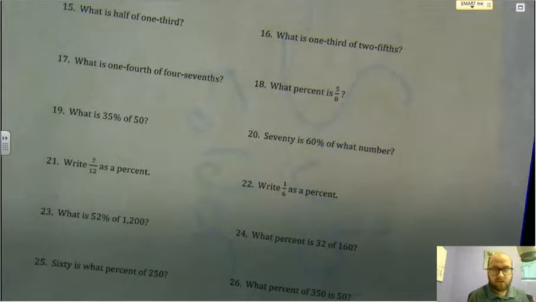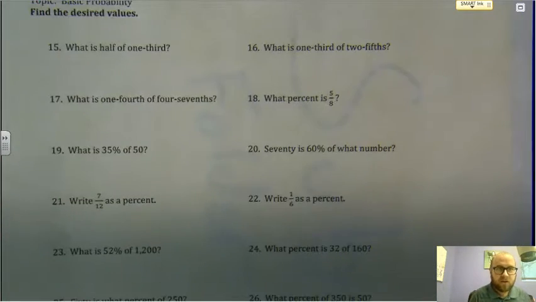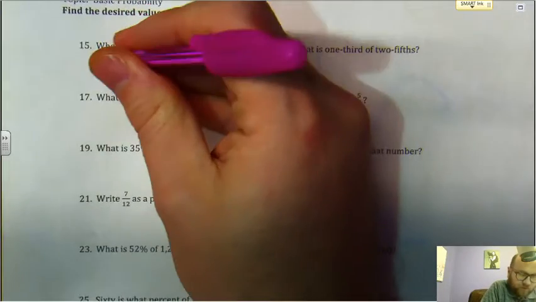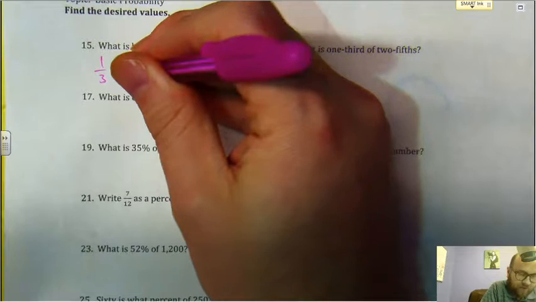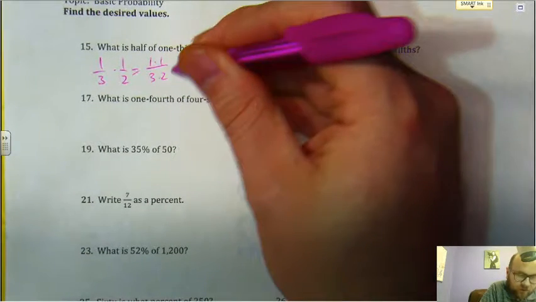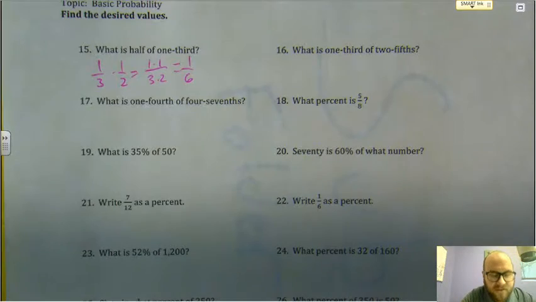Finally, our go section is more basic probability. What is 1/2 of 1/3? If we have a third and we're taking a half of it, we just multiply across. That's 1 times 1 over 3 times 2. A half of a third is 1/6, etc., etc.